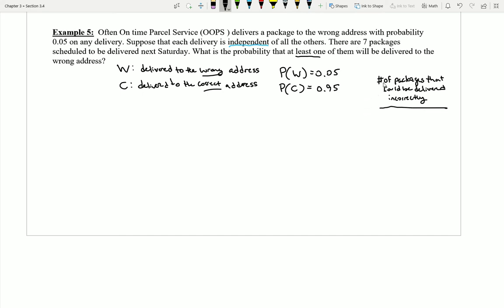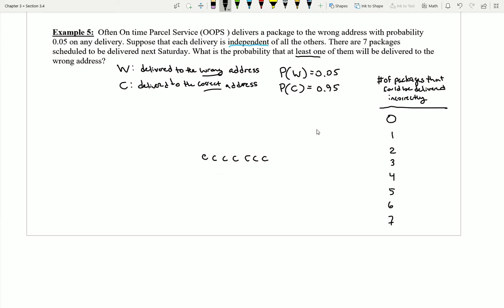Remember, 7 packages are scheduled to be delivered. So it's totally possible that no package goes to the wrong address. Maybe the company gets them all right. 1 could go to the wrong address, maybe 2, or 3, or 4, or 5, or 6, or 7. Notice though that writing out the ways that this would work would be really difficult. For 0, it's not bad, but for 0, I would have to write down the case of no package gets delivered incorrectly, so that would be like C, C, C, C, C, C, C. I'd have a bunch of C's in a row.